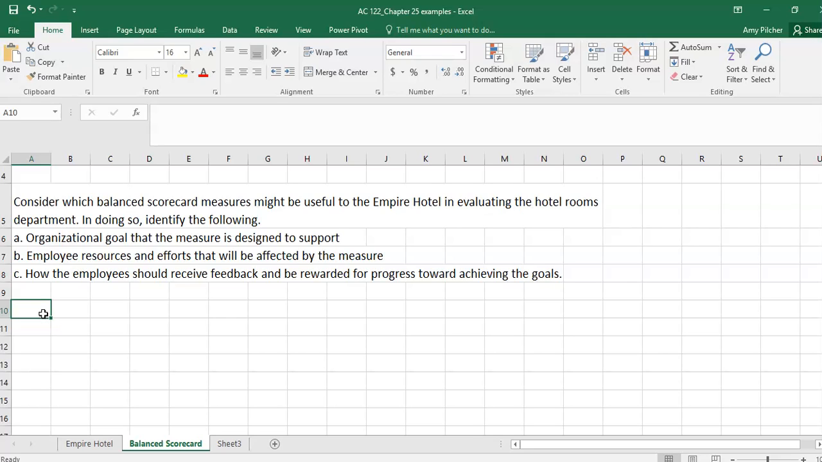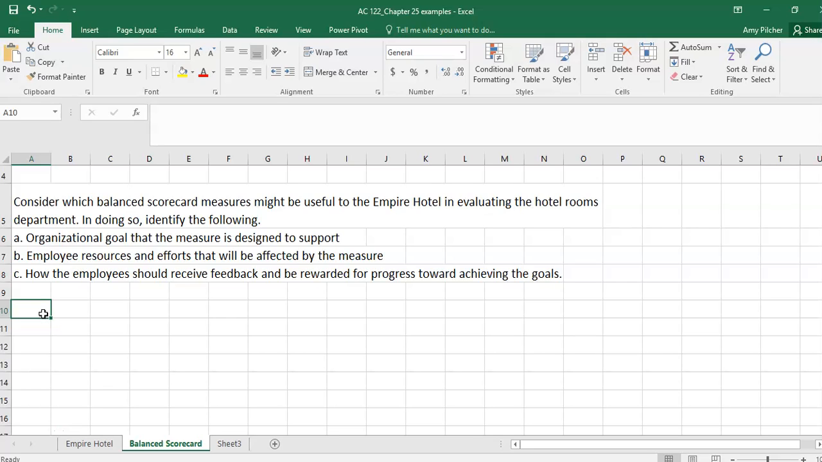We can do customer surveys. We can see the amount of customer complaints. We can look at change in revenues. That's a financial measurement, between the departments, especially looking at hotel rooms.